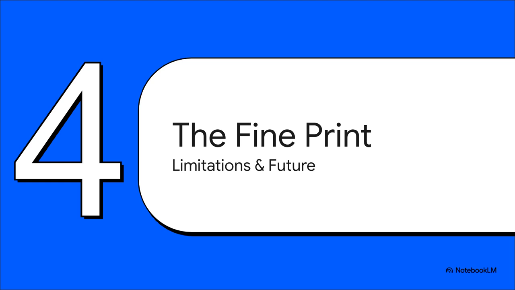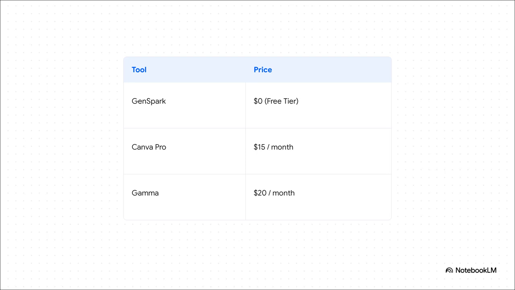But of course, no tool is ever perfect. So to get the full picture, we really have to look at the fine print, what it can't do right now and what the company says is on the horizon. And when you put its price tag next to the competition, the strategy gets crystal clear. You've got established players like Canva and Gamma with their monthly subscriptions, and then GenSpark comes in swinging with a really powerful free version. I mean, that is a direct challenge to the market.